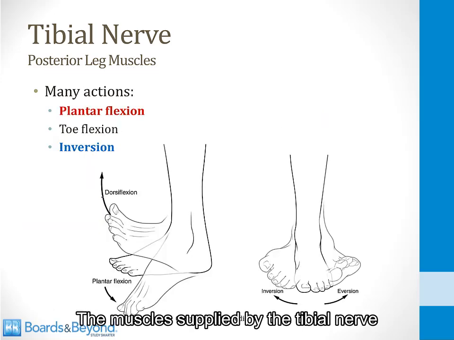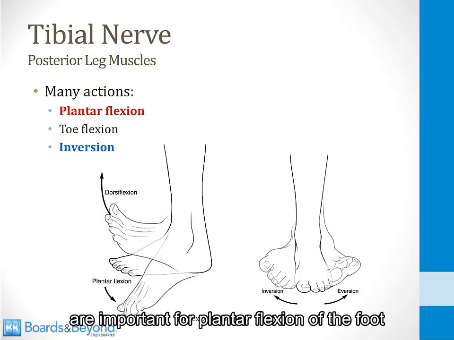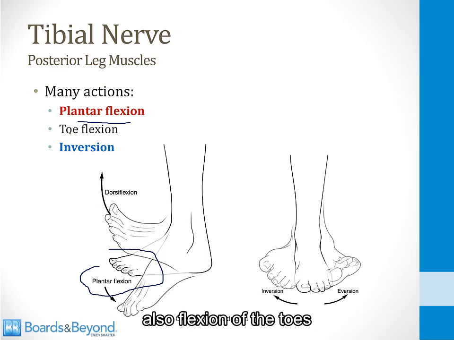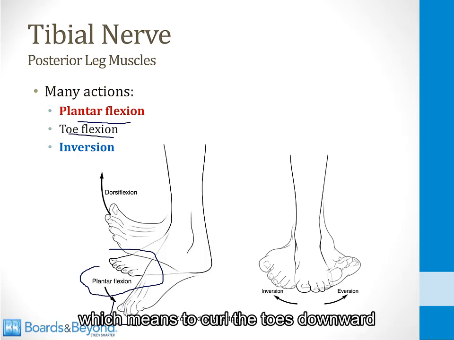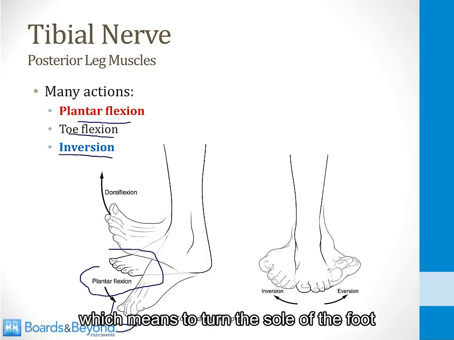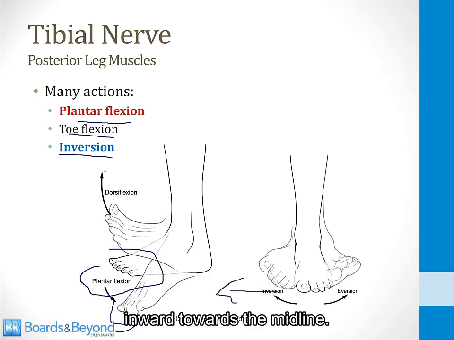The muscles supplied by the tibial nerve are important for plantar flexion of the foot, which is shown in this drawing on the screen here. Also flexion of the toes, which means to curl the toes downward. And also inversion of the foot, which means to turn the sole of the foot inward towards the midline.